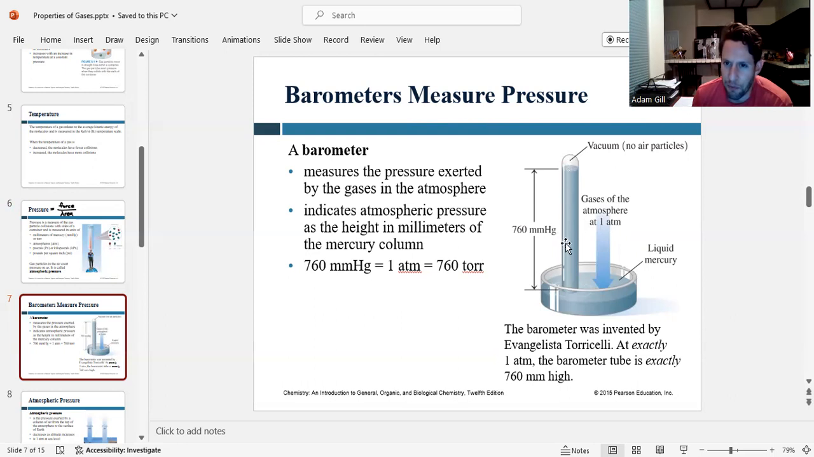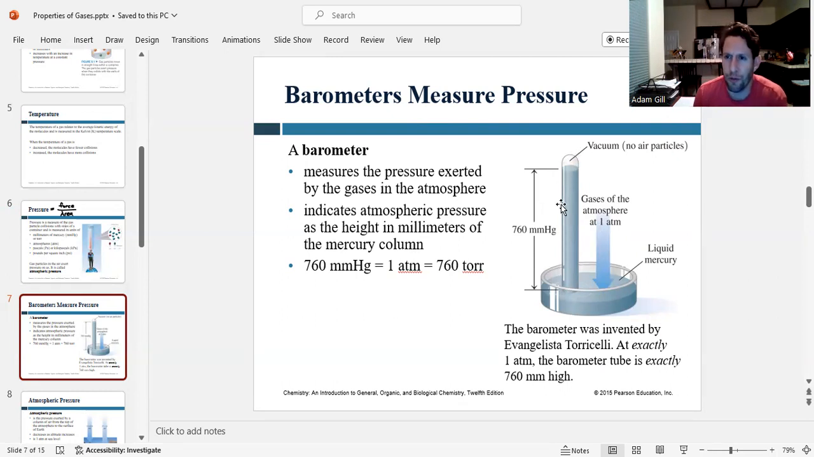Gravity is trying to pull the mercury down, but the pressure of the air on Earth is pushing down on this open beaker of mercury. And so the air pressure forces the mercury back up the tube. The height of the mercury in this tube can go up or down depending on how much air pressure there is. At sea level, mercury rises about 760 millimeters up an inverted glass tube. And so millimeters of mercury literally refers to how high mercury rises in a barometer.